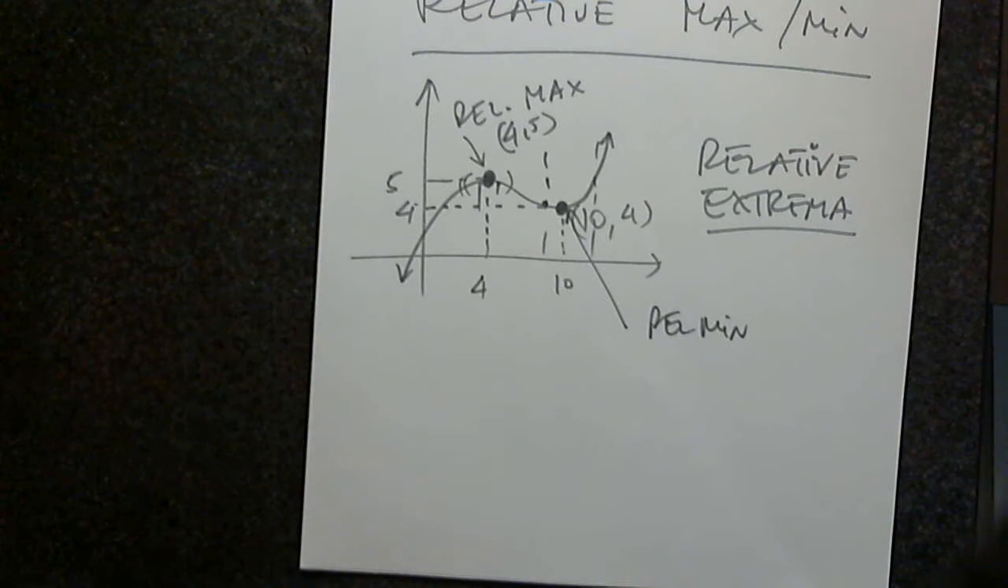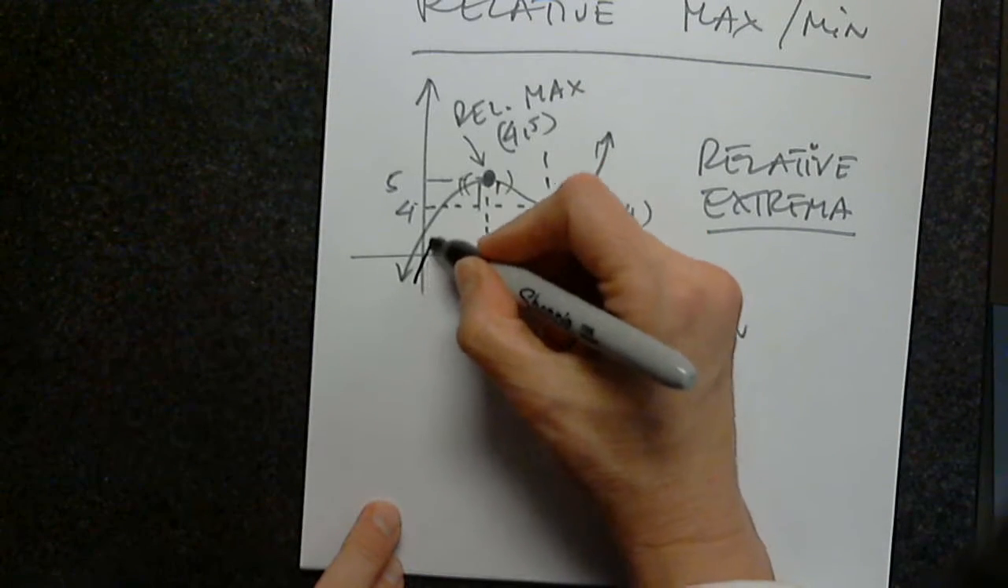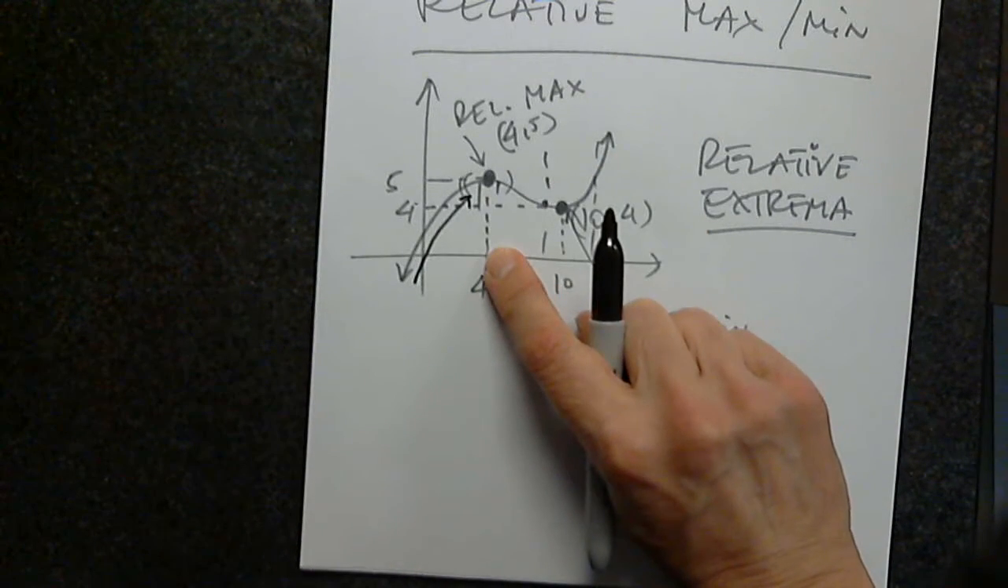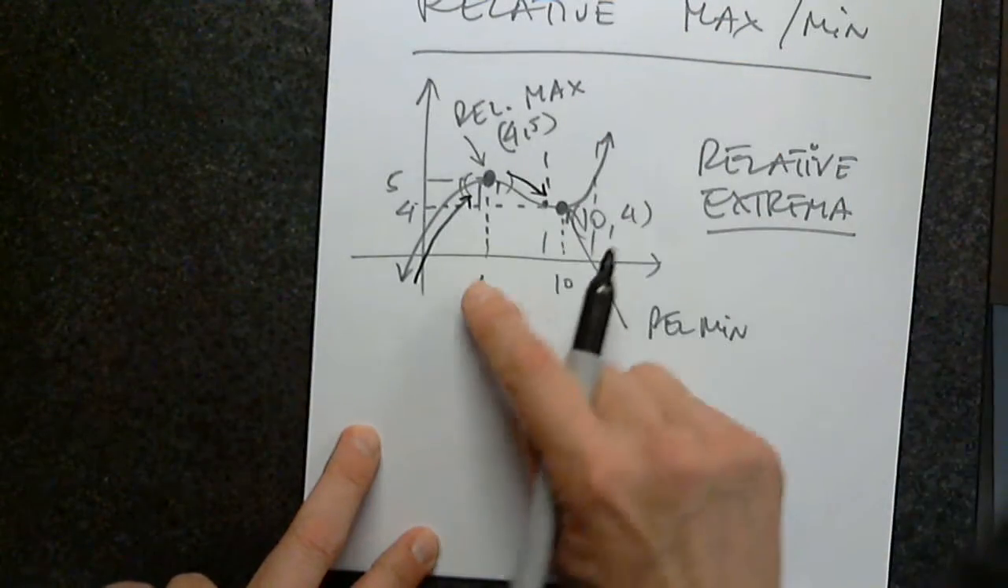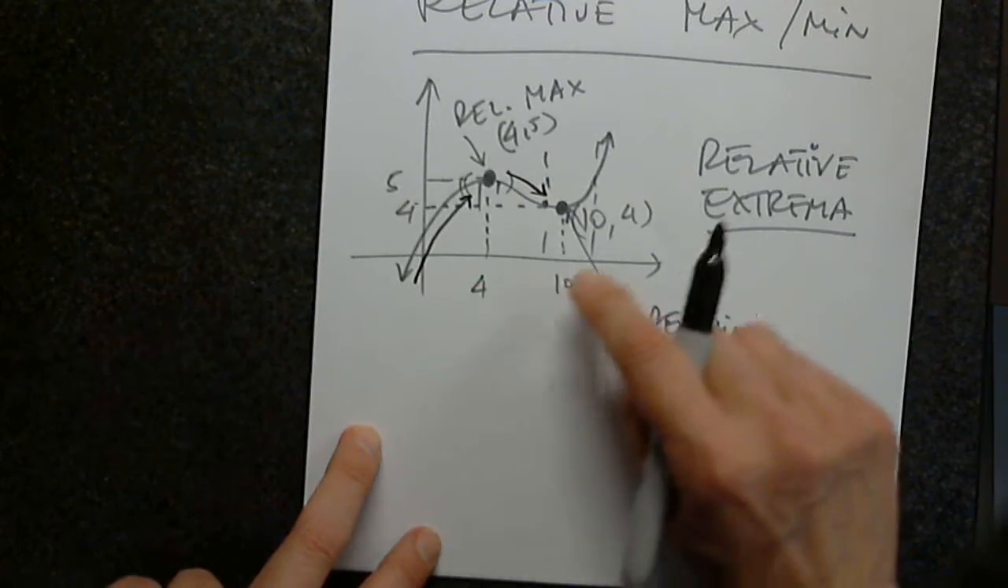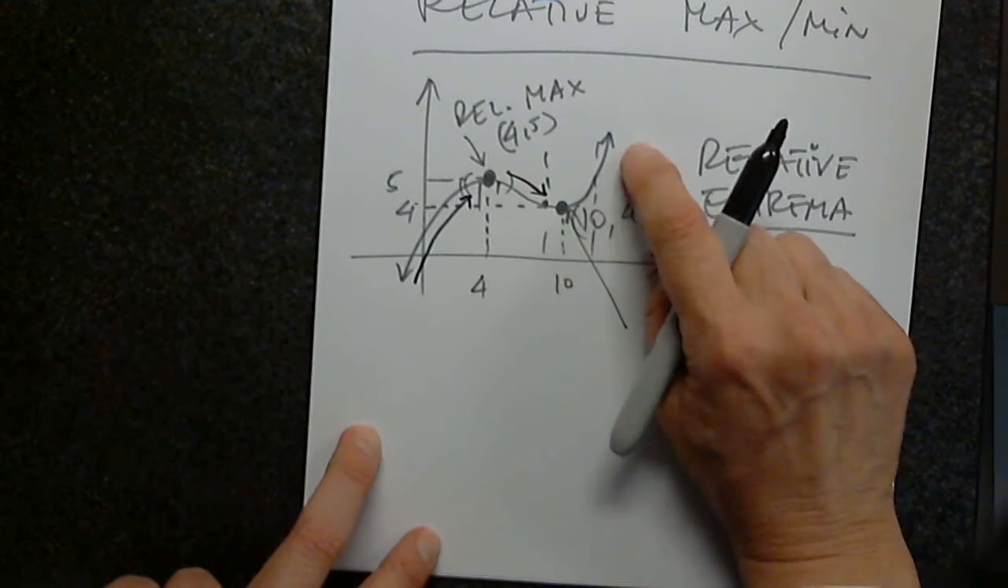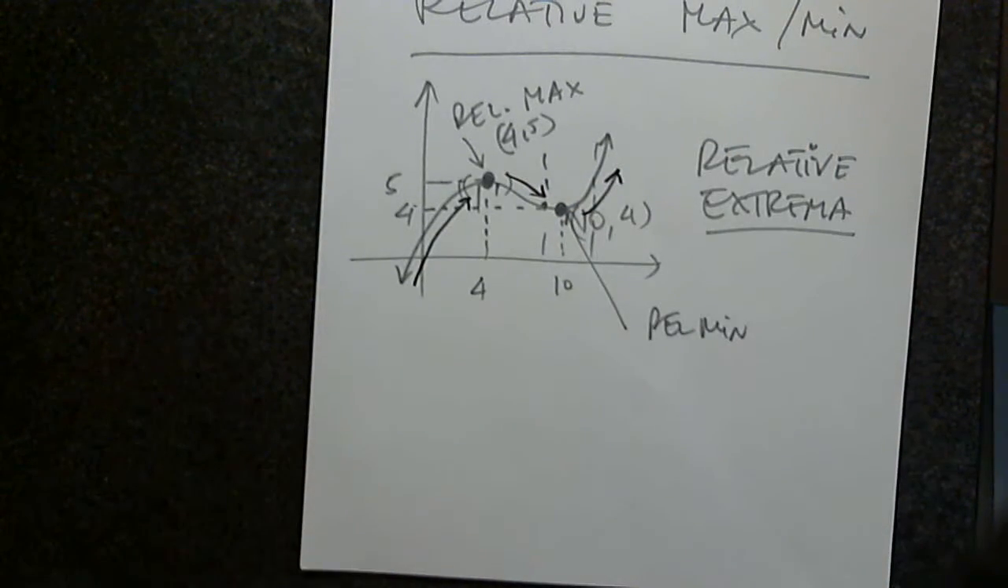And it makes sense. Let's look at the graph one more time. What does the function do before x equals 4? Correct. What does the function do after x equals 4? So what does the function do after 10? So obviously, if the function is increasing and then decreasing, that's a relative max. If it's decreasing and then increasing, that's a relative min.